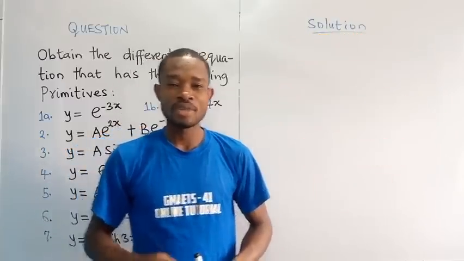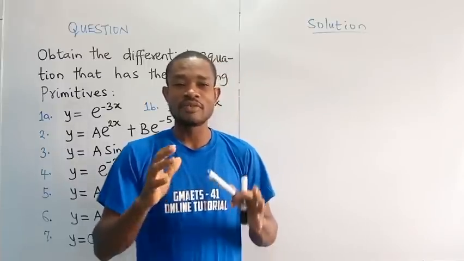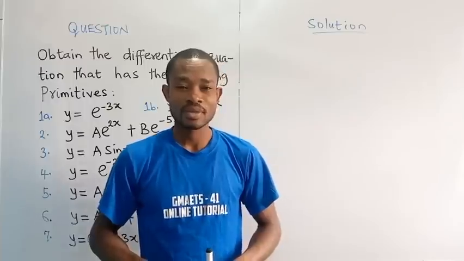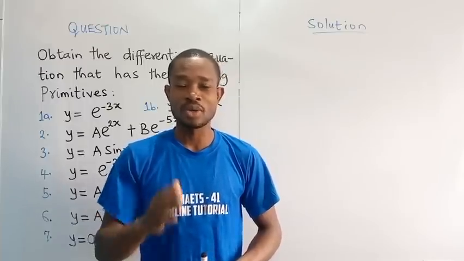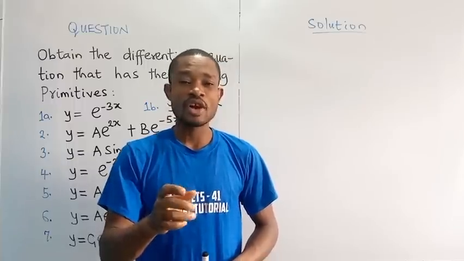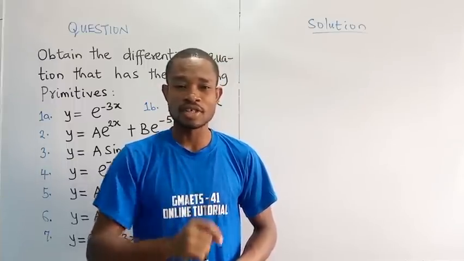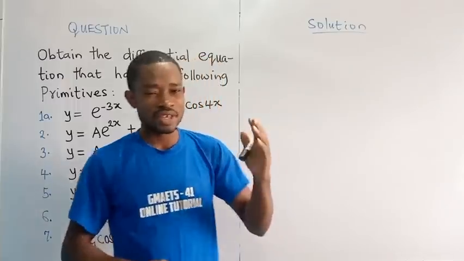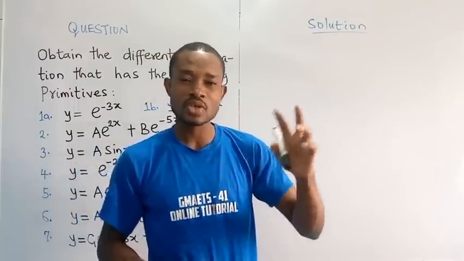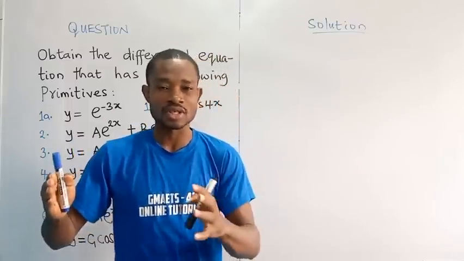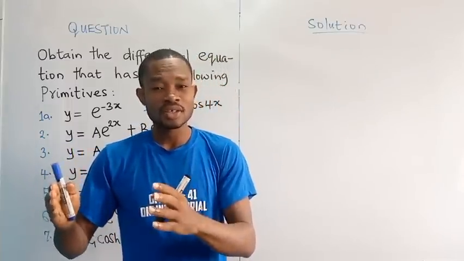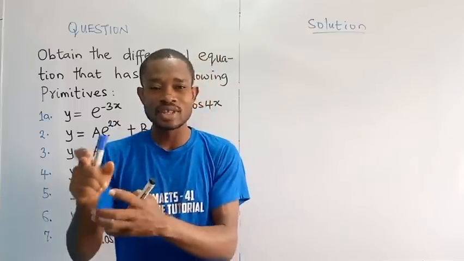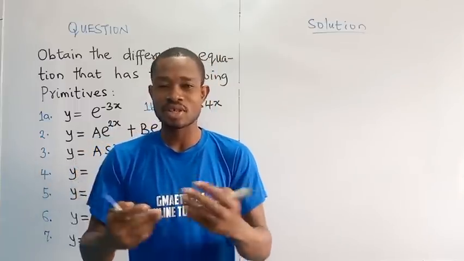In this video, I'll be teaching you how to obtain the differential equation that has a given primitive. Of course, you would recall that when we talk about primitive, we are referring to the general solution of that differential equation. And you also remember that when you're given a differential equation, you're expected to solve it to get an answer. That answer is a primitive, a general solution. Depending on whatever you do with this general solution, you could get its particular solution.